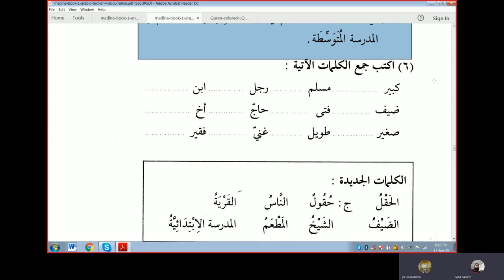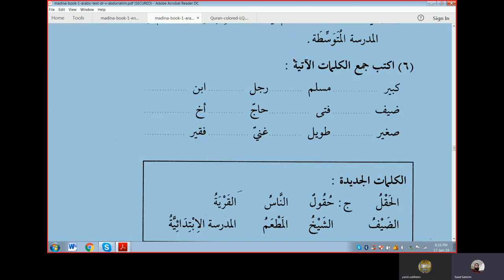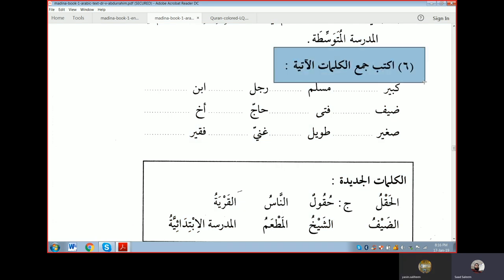Then the next question is: Uktub jam'a al-kalimat al-atiya. Write the plural of the following words. Kabirun, what is the plural? Kibar, correct. Muslimun, its plural is muslimuna; you add a vowel and noon at the end. Okay, vowel and noon. Then?